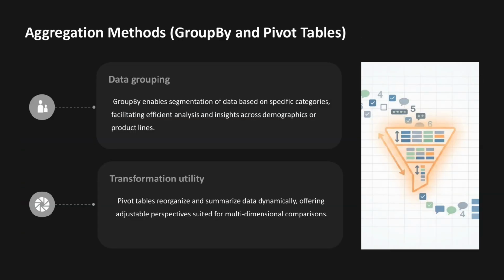Aggregation methods like group by and pivot tables let you summarize data across categories and dimensions efficiently. Group by segments information by key variables for targeted insights, while pivot tables reorganize and aggregate results dynamically to enable multidimensional comparisons at a glance.